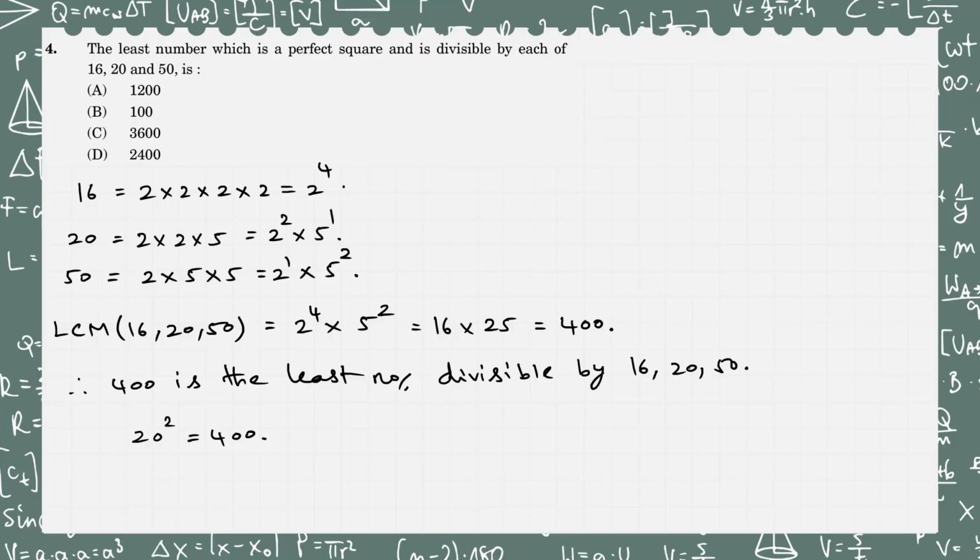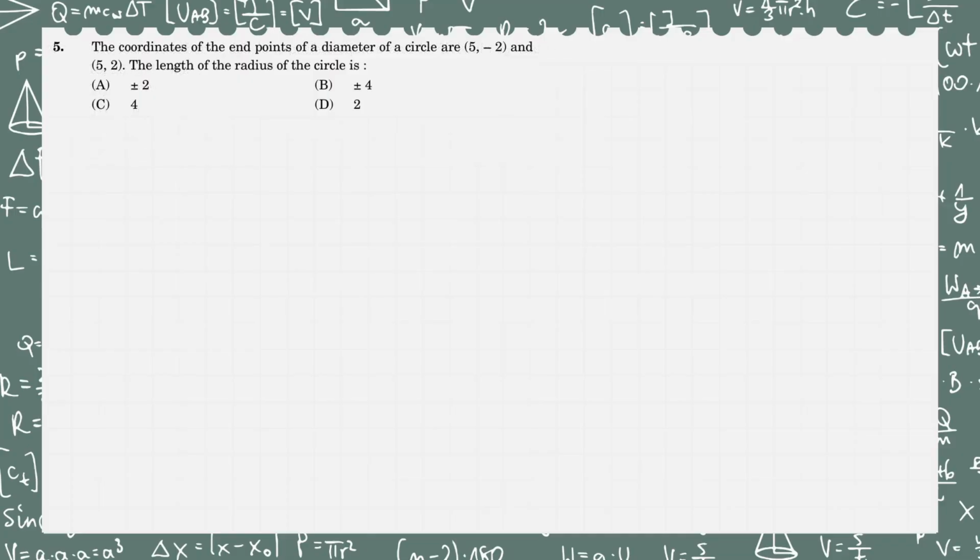But look at the options given here. 1200, 3600, 2400 are all multiples of 400, right? But the least multiple will be 400 only, and that is not given in any of the options. So all the 4 options given here are not true. So 400 is the correct answer. Okay, let us move on to the next sum.